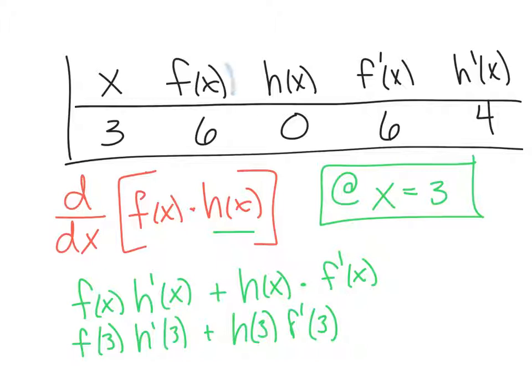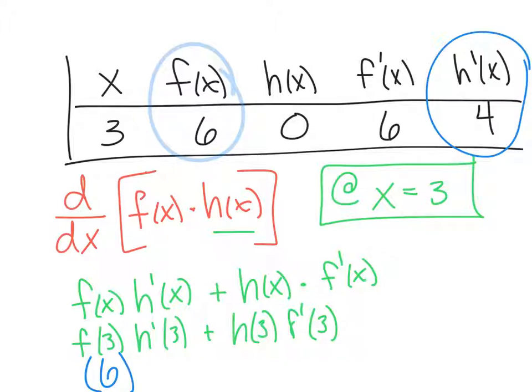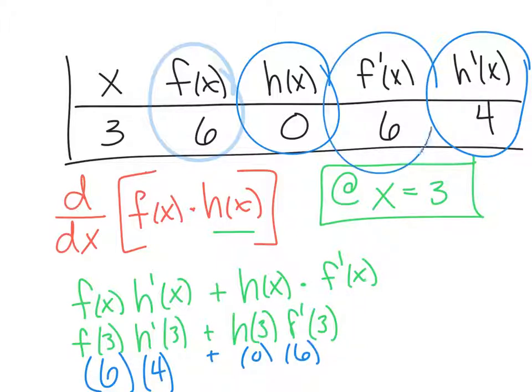So f of 3 is 6 times h prime of 3, which is 4, plus h of 3, which is 0, and f prime of 3, which is 6. So I basically have 24 plus 0 times whatever is just 0. I would say I get an answer of 24.